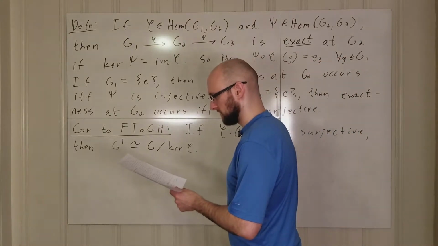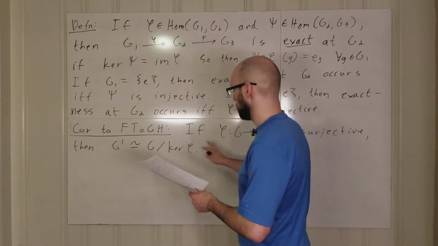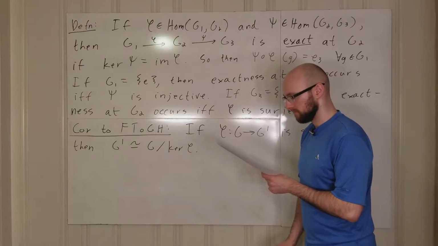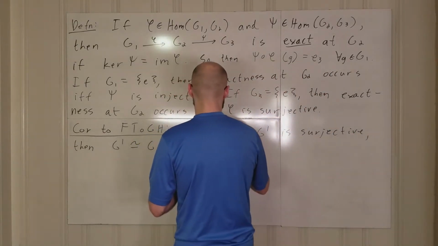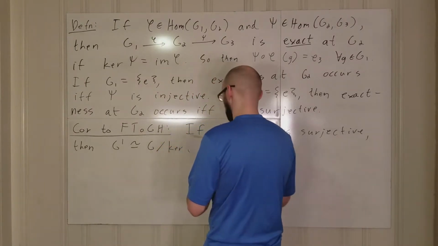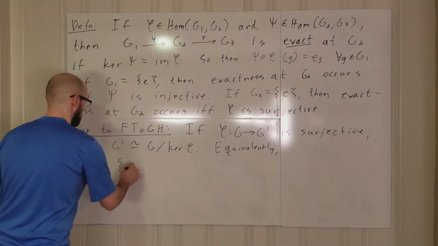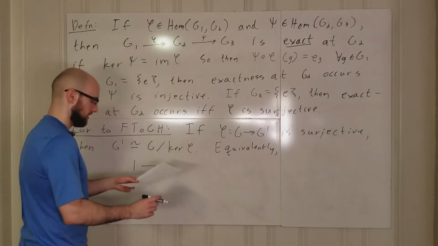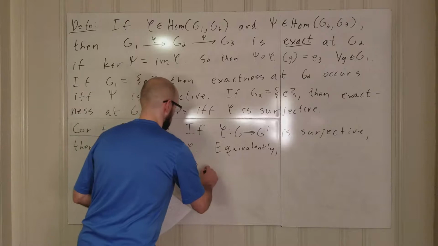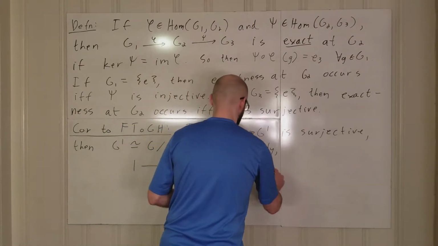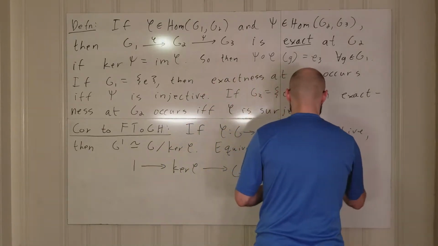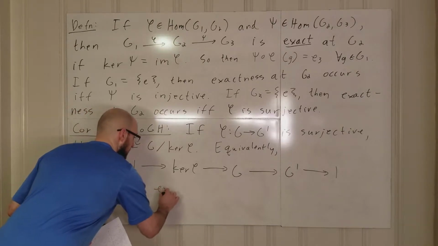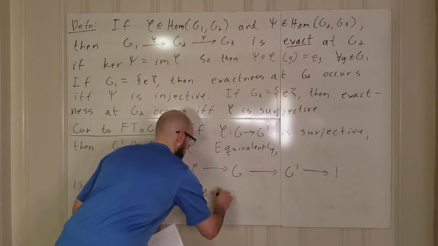Or, let's see here. So then equivalently, if we consider E, you know what, instead of E, I'm just going to use 1, because that's how we usually write these short exact sequences: 1 going to the kernel of phi, going to G, going to G prime, going to 1, is a short exact sequence.